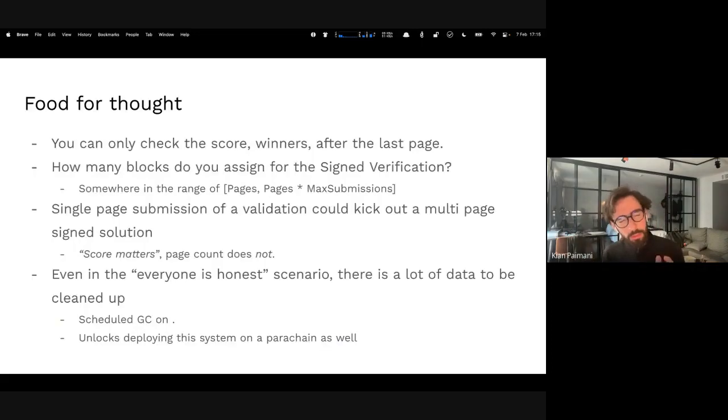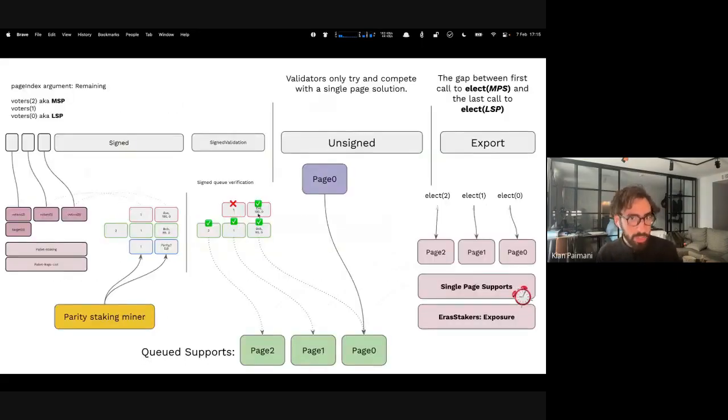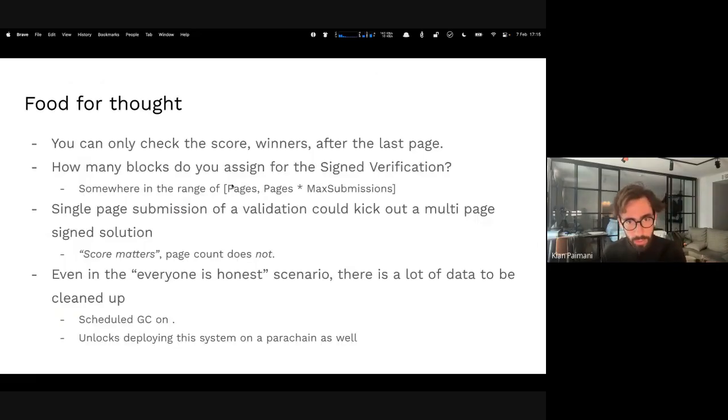Another concern, or no, not really a concern, just a thought, is how many blocks would you assign to the signed verification? Because you don't know how many blocks you're going to need. You know that in each block you check one of these. So you either check something as correct or you check one page as incorrect. But how many pages do you need? The first one might be invalid, the second one might be invalid, and so on.